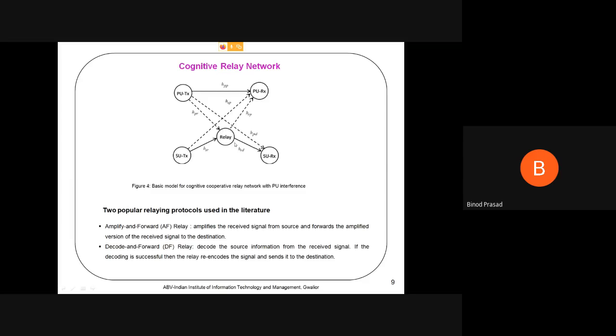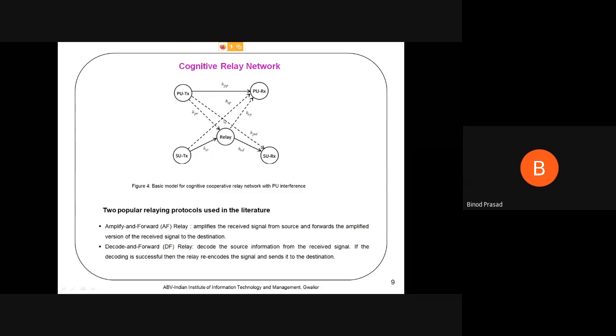Now, one thing obvious from here, I'm just discussing some of the basic things, is that because this is a wireless link, if we are having one relay, the chances of this link being in fade will be higher. If we are having more relays, that means more links. So if, instead of one relay, we use n number of relays, the chances of all the links being in deep fade will be very low.